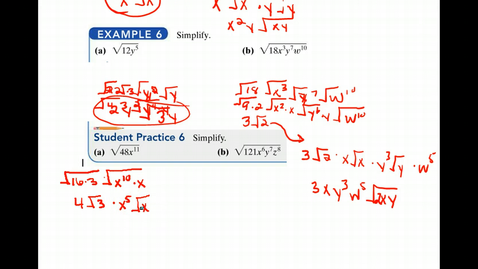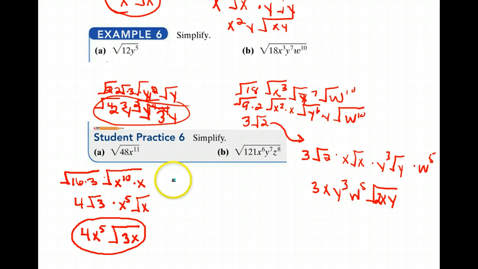And now we're going to take our perfect squares that we've already evaluated and multiply them back together. So we have 4x to the 5th, and put what is left underneath the radicals. We're going to combine our radicands back together and have 3x underneath that radical. And there is our final answer for letter A.